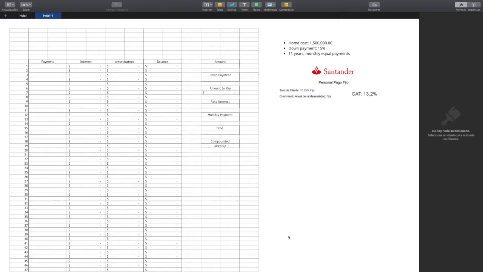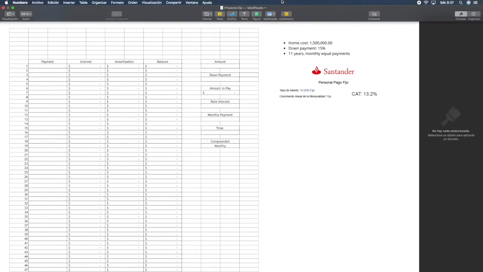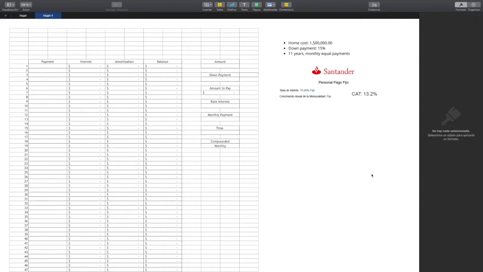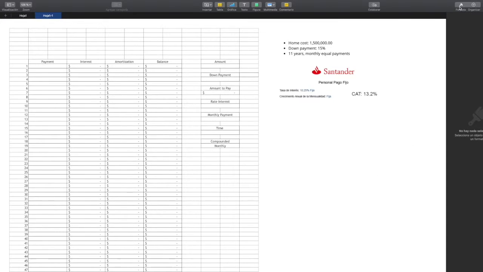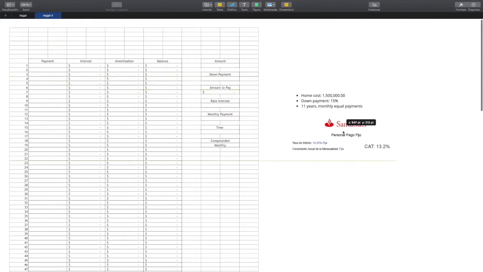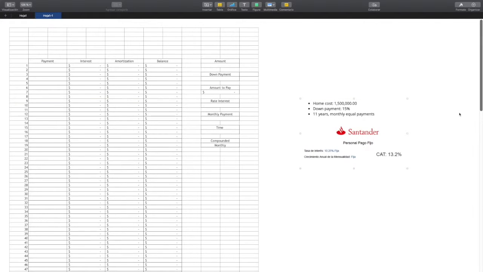Now, we are going to solve this problem step by step, and I am going to explain how to make this chart on Excel and how to use the different formulas. As you can see, on the right side of my table, I have a column with different titles: amount, down payment, amount to pay, rate of interest, monthly payment, time, and how it is compounded.